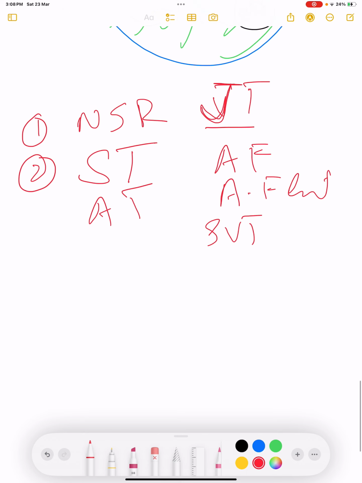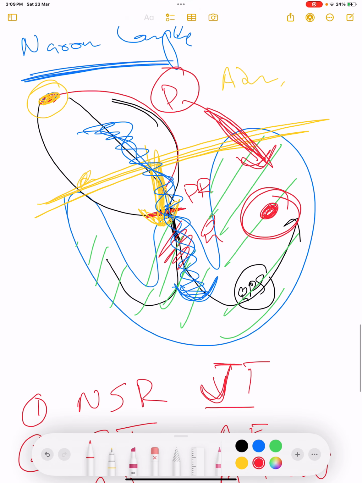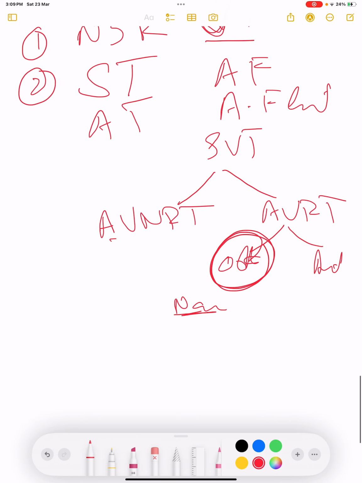SVT, and in SVT we remember that it was of two types, AVNRT and AVRT, and AVRT was further of two types, orthodromic and antidromic. The orthodromic type of AVRT will have a narrow complex, because orthodromic, we remember, was entering from here and exiting from the accessory pathway. So AVNRT and orthodromic AVRT, all these rhythms will have a narrow complex rhythm, and if there is a tachycardia, it will be a narrow complex tachycardia.